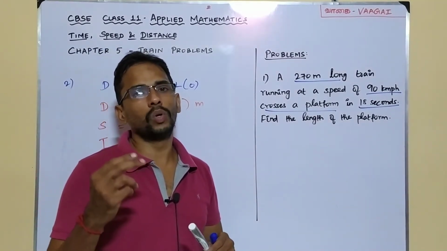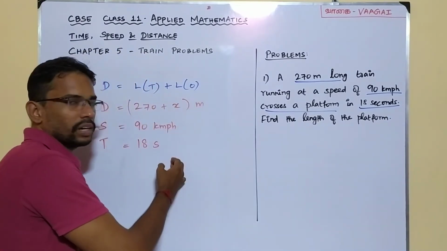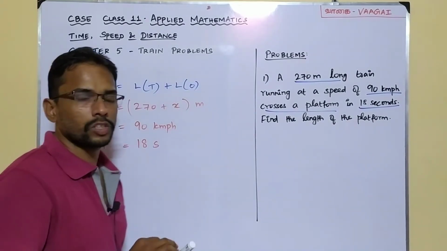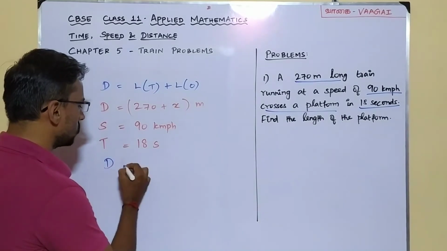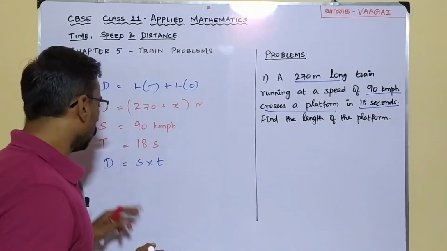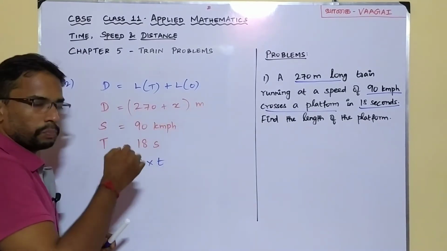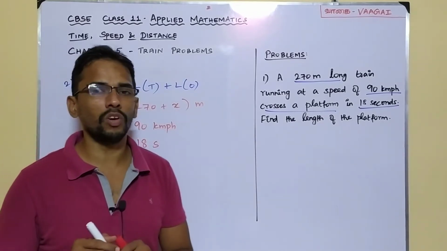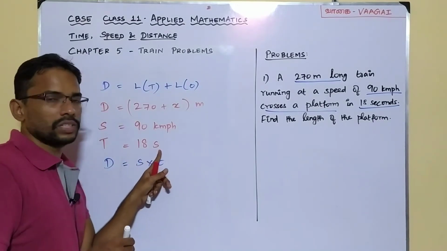Now we have to note these things, and also we should relate all these three quantities. What's the relation between distance, speed and time? Distance is equal to speed into time. That's it, right? So distance is equal to speed into time. This is the relation. And what about distance here? Distance, no doubt, we have 270 plus x in terms of meters. And what about speed here? Speed is in terms of kilometer per hour, and time is in terms of seconds.